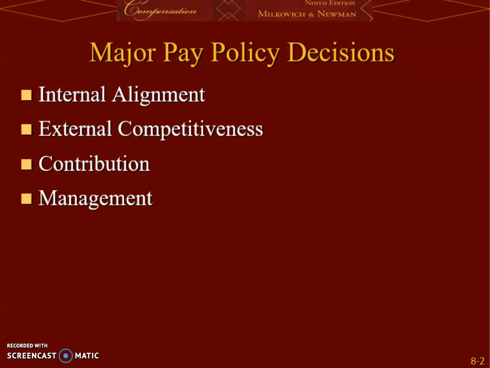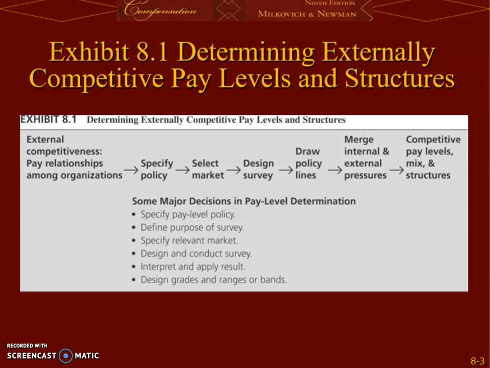So today we're going to talk about the second part of external competitiveness. After you've established internally what your pay policies are going to be, you need to explore externally what your competitors are doing. What are they paying for jobs that are similar to jobs inside your organization? And we do that in a variety of ways. The first step always in external competitiveness is establishing your pay policy, which is what we did in chapter 7.